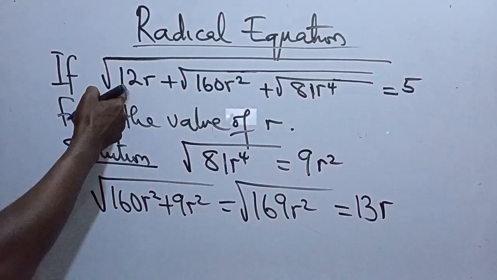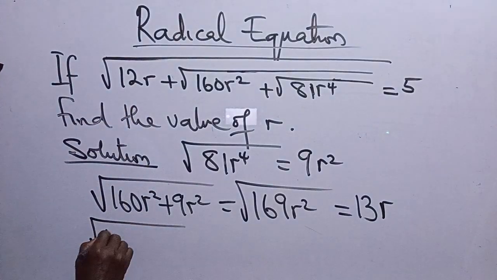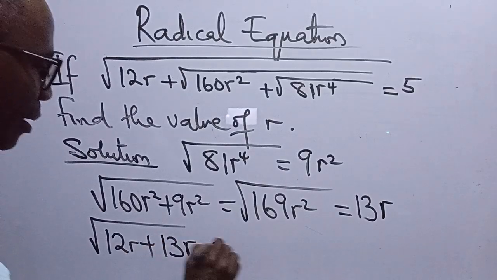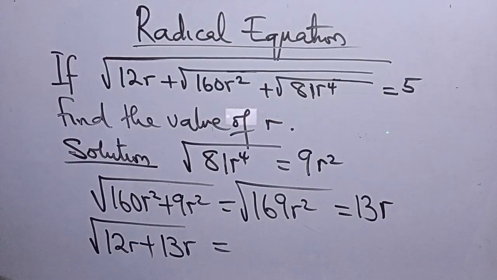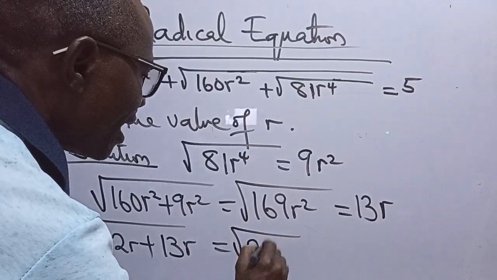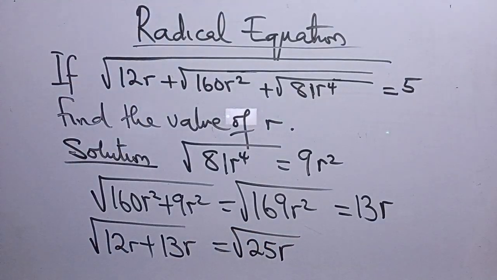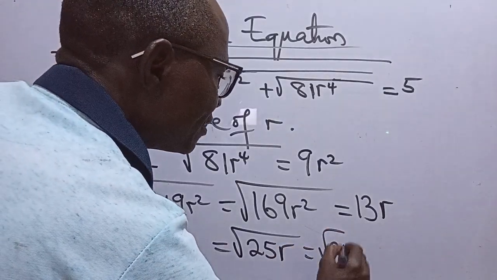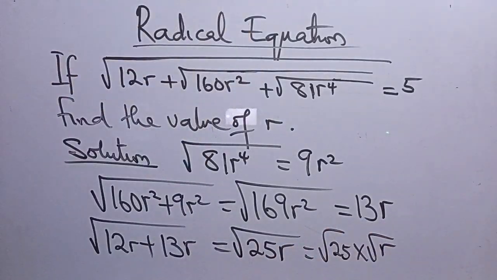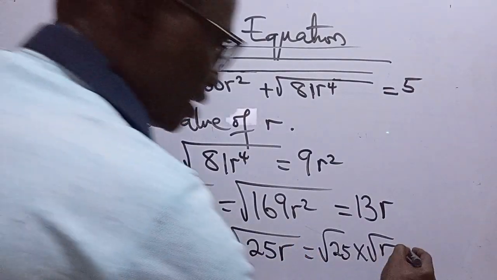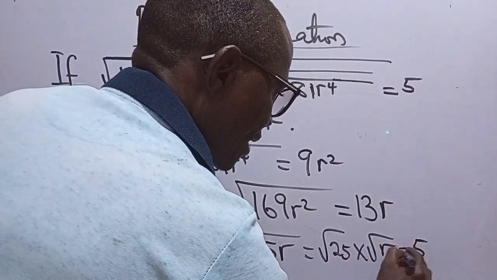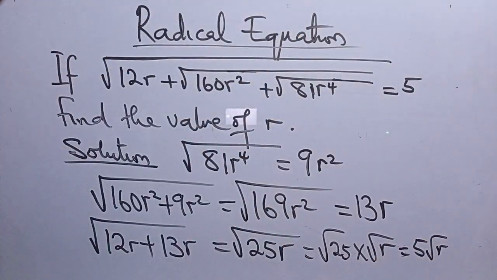Now bring it to the last one here, the square root of 12r plus 13r. Okay? And what is 12r plus 13r? That is the square root of what? 25r. Alright. Now in this case, you can split it as the square root of 25 times the square root of r. Now, what is the square root of 25? That is 5, then times the square root of r. That will be 5 root r. I hope you understand.